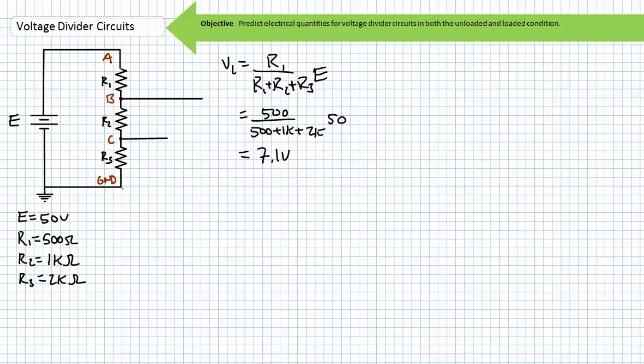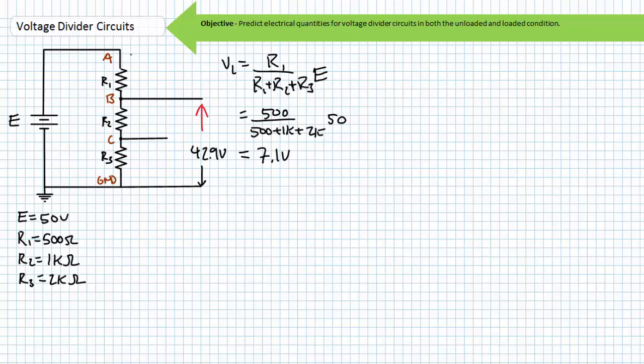If the source makes node A 50 volts higher than ground, and V1 drops 7.1 volts from A to B, this means node B is only 50 minus 7.1, or 42.9 volts higher than ground while in the unloaded condition. If this voltage divider circuit was inside a box, and only node B and the ground reference was sticking out of the box, a voltmeter would read the same 42.9 volt differential.